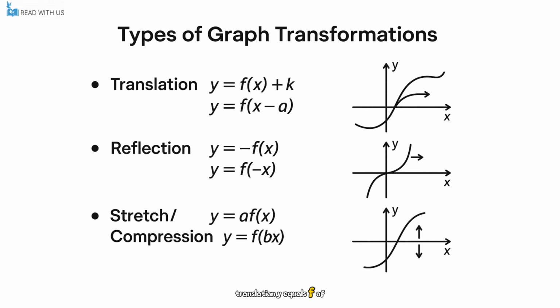Translation: y equals f of x plus k moves the graph up or down. y equals f of x minus a moves the graph left or right. Reflection: y equals negative f of x flips in the x-axis. y equals f of negative x flips in the y-axis. Stretch or compression: y equals a f of x for vertical changes. y equals f of bx for horizontal changes.